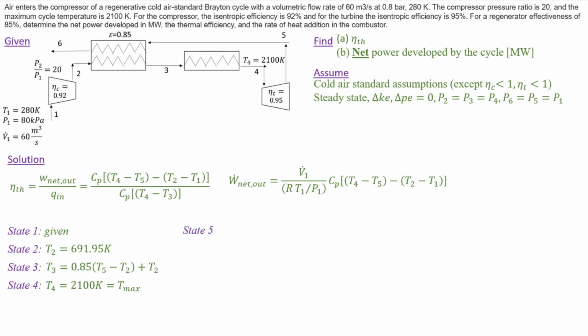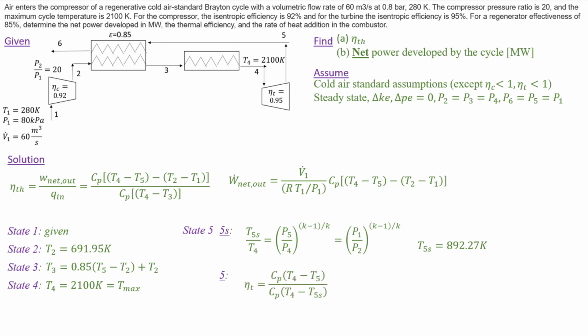State 5, well, this is after a non-isentropic expansion process within my turbine. I do need to calculate state 5s, so the state at the end of the isentropic expansion within that turbine. And because I know P5 and P1 are equal to one another and P4 and P2 are equal to one another, I can calculate T5s. So I've got 892.27 Kelvin. And then I can use my isentropic efficiency of that turbine to calculate what state 5 is at the end of the non-isentropic process. So 252.66 Kelvin.